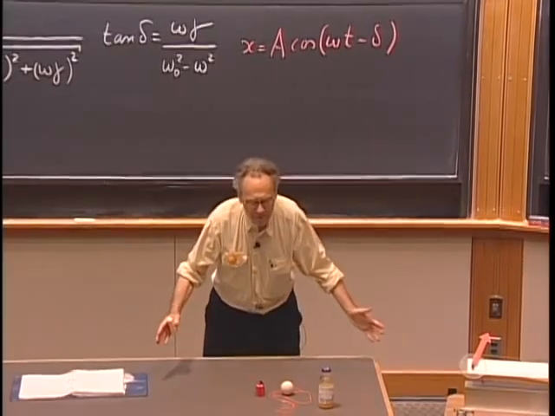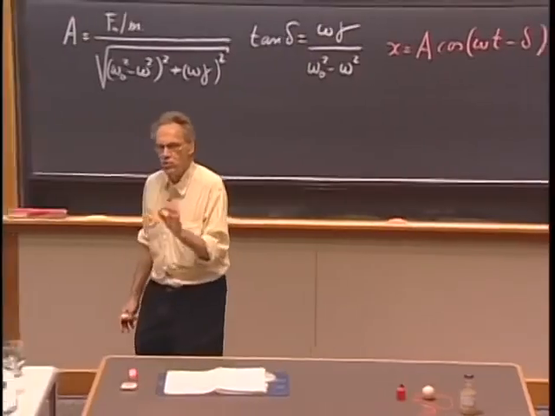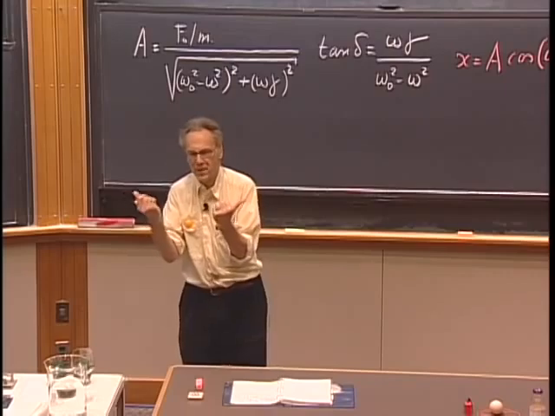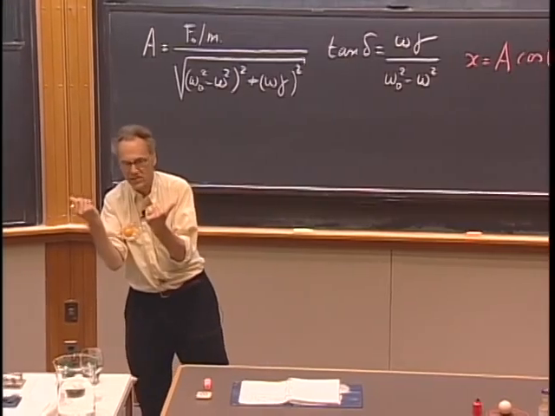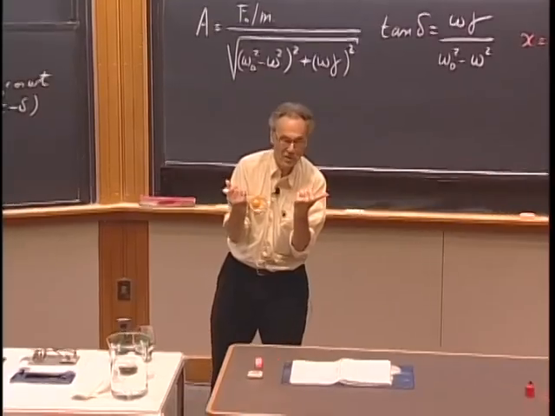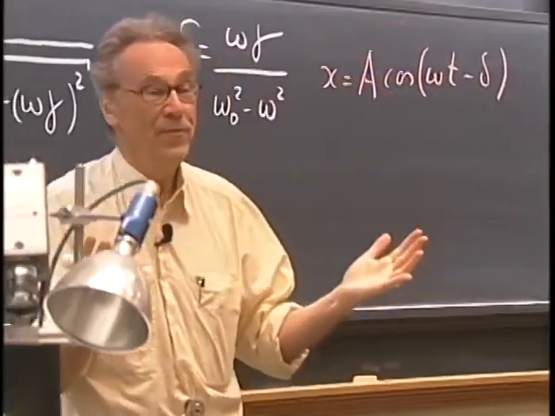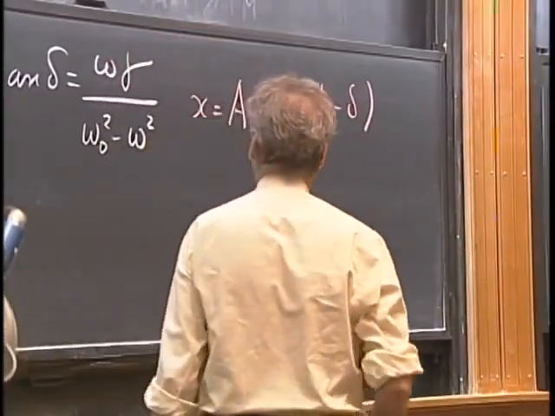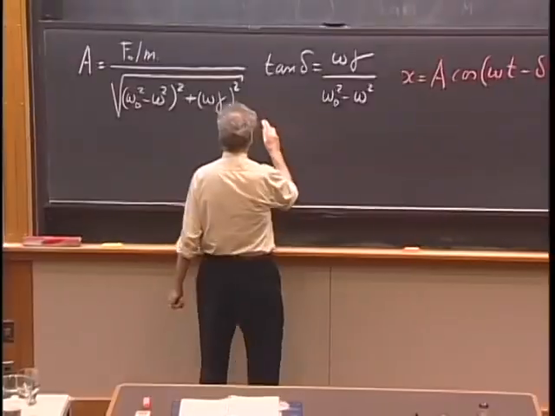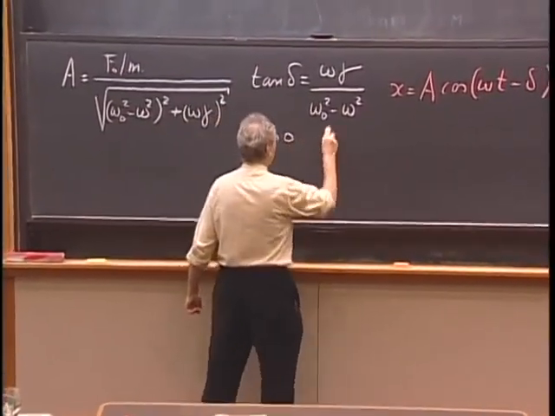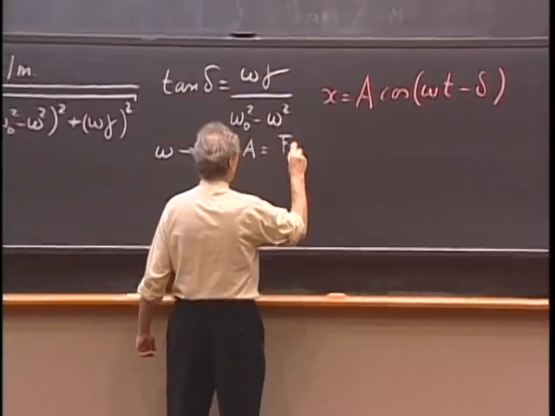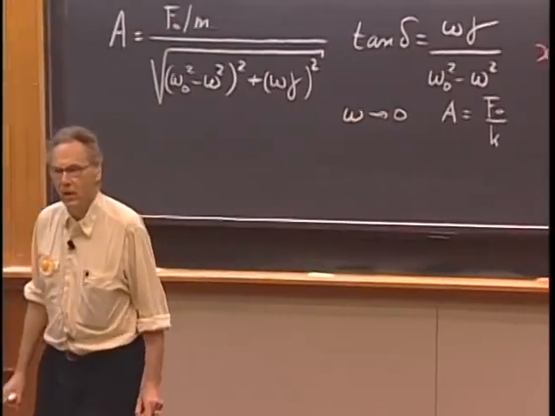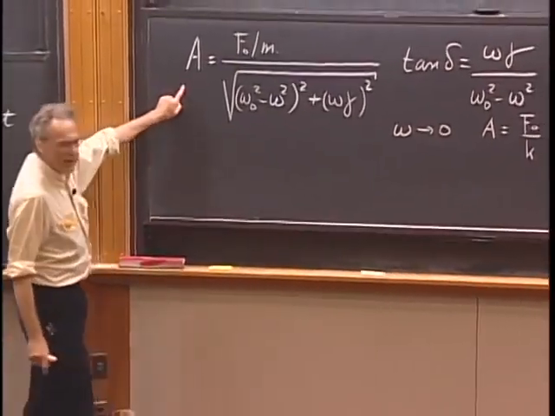Of course. If that force goes so slowly, then at all moments in time, there must be equilibrium between the spring force, which is, of course, kx, and the force that you apply, which is your f. And so if you do it extremely slowly, the two must always cancel each other. And so I make the prediction now that when omega goes to 0, that A should become f0 divided by k. That is that x. Now let's look at this equation. Let's see whether that is true.